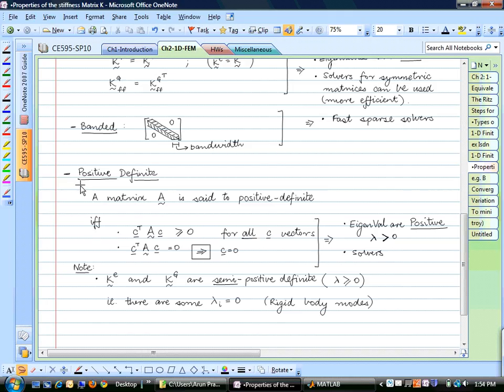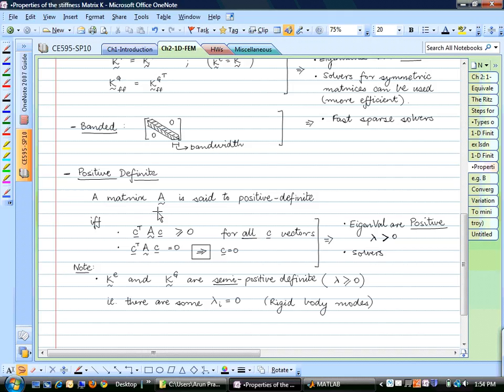But one of the important properties is that this matrix is a positive definite matrix. And what does that mean? I think this might not have actually come out right in your handouts, so you can make those corrections.